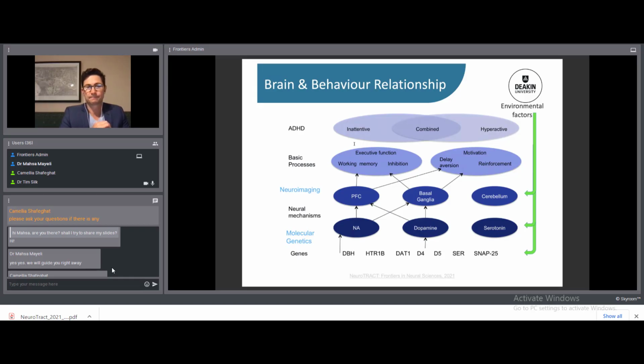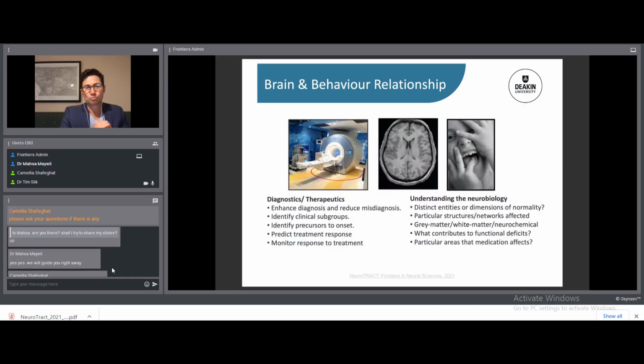Next slide. So really we can be using it to understand this brain-behavior relationship. Ultimately the goal is to be able to use these imaging techniques to help reduce misdiagnosis and aid diagnosis in a real clinical setting, but it's not there for many of these disorders at the moment, particularly the psychiatric ones. It might help identify precursors for onset or help predict treatment response.